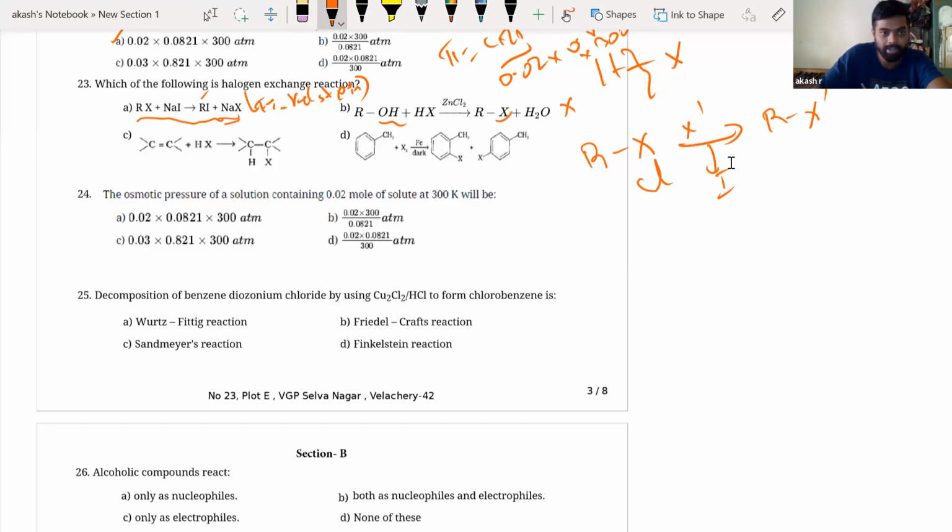Again, you see C double bond C is there. I'm adding HX. This is not halogen exchange. This is addition of HX. Right. Next, what is happening?